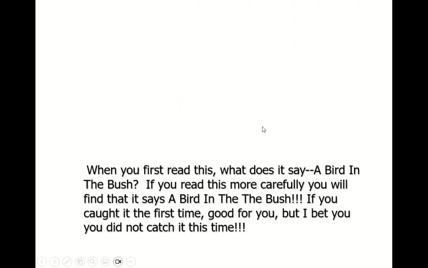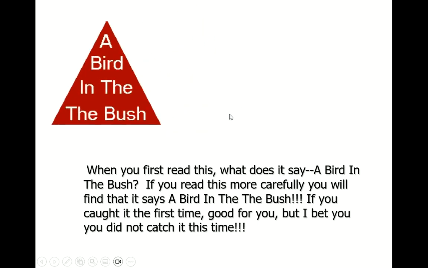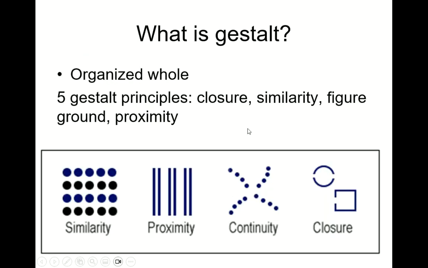All right, what did you see? Well, you might have thought you saw a bird in the bush, but in reality, it's a bird in the the bush. Your mind is on autopilot. Top-down processing allowed you to see that as a bird in the bush, but it really says a bird in the the bush. Okay, write this down and draw these on your notes.